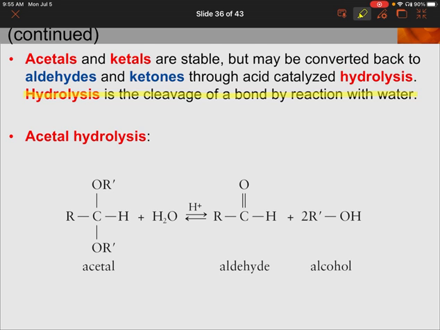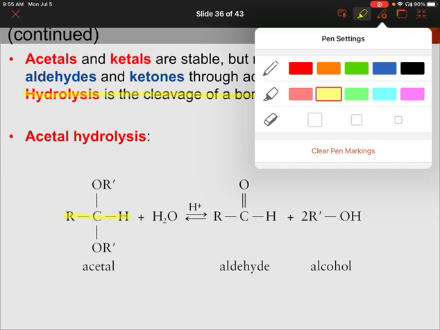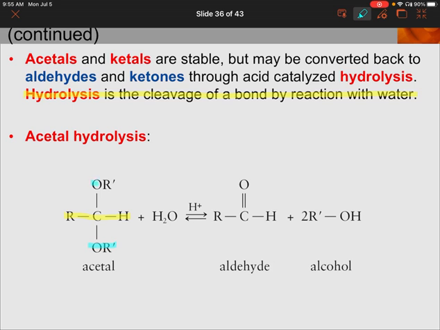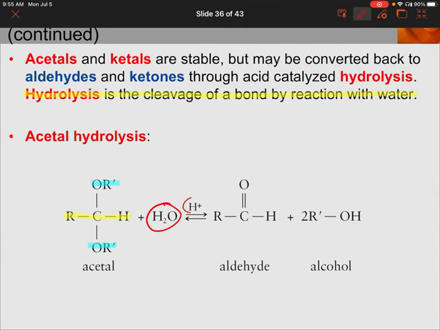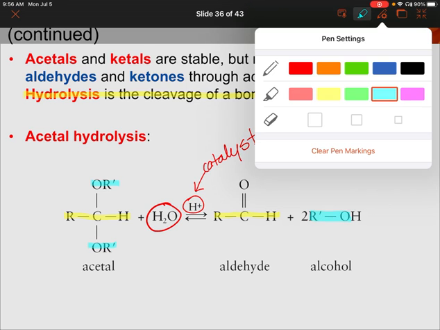So let's say that we have our acetyl molecule here with our two OR groups. We're going to add water and a little bit of catalytic acid. So this is our catalyst. And we're going to go all the way back to an aldehyde. And we're going to form two alcohol molecules.